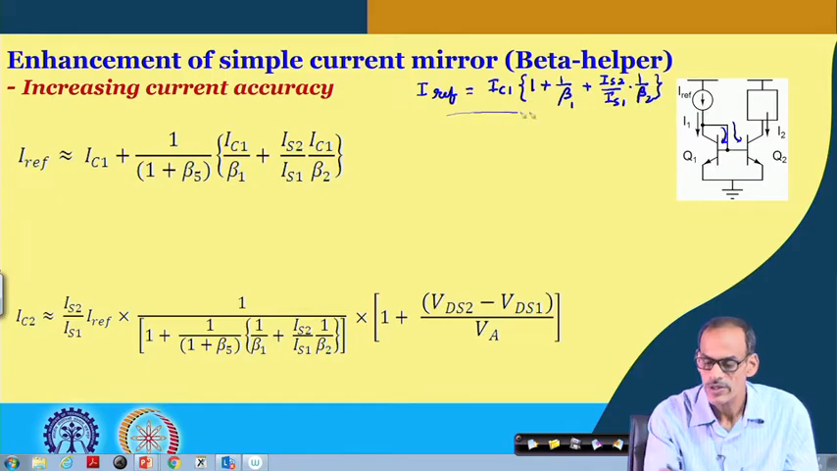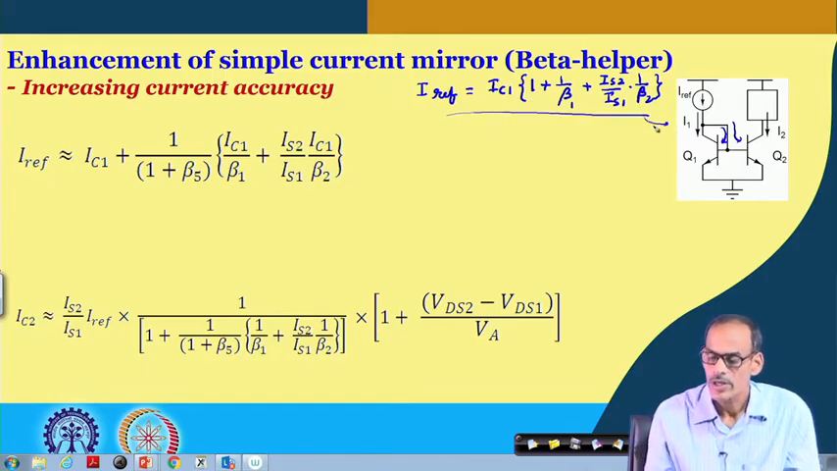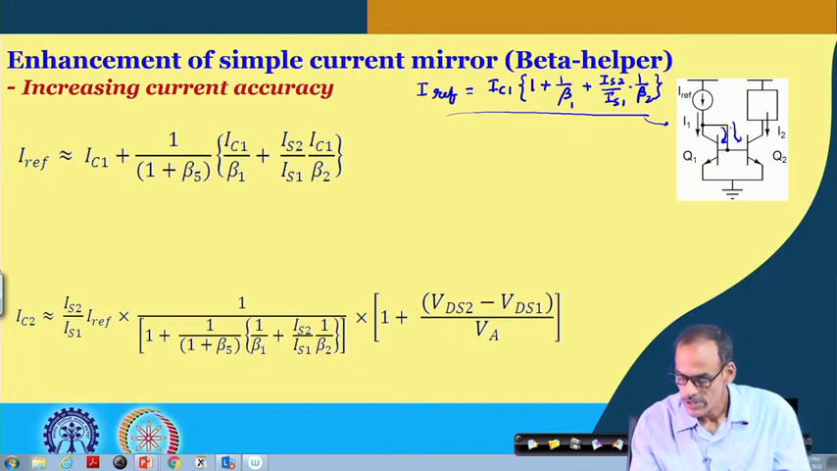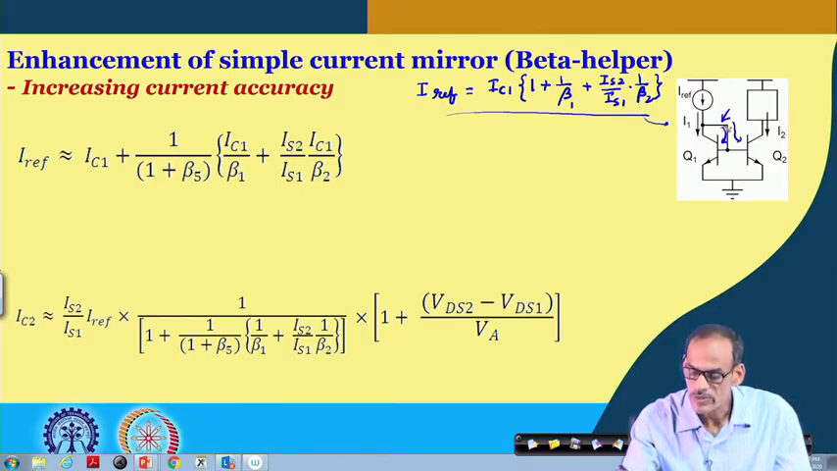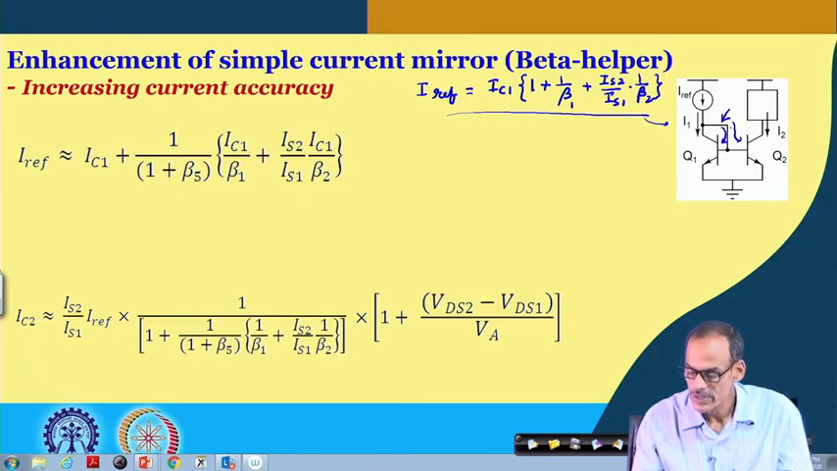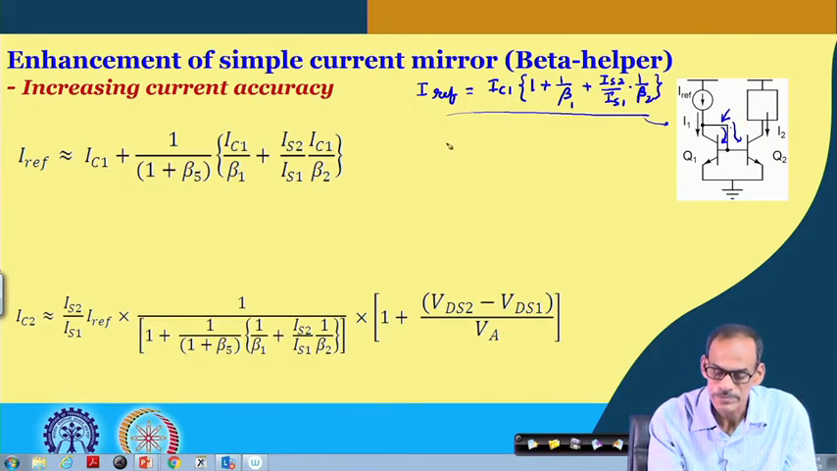This is the case for the simple current mirror. Now, to avoid or reduce this loss, what can we do? We can place one transistor here, which may work as a current amplifier, and which is referred to as a beta helper circuit. So, the circuit is like this.